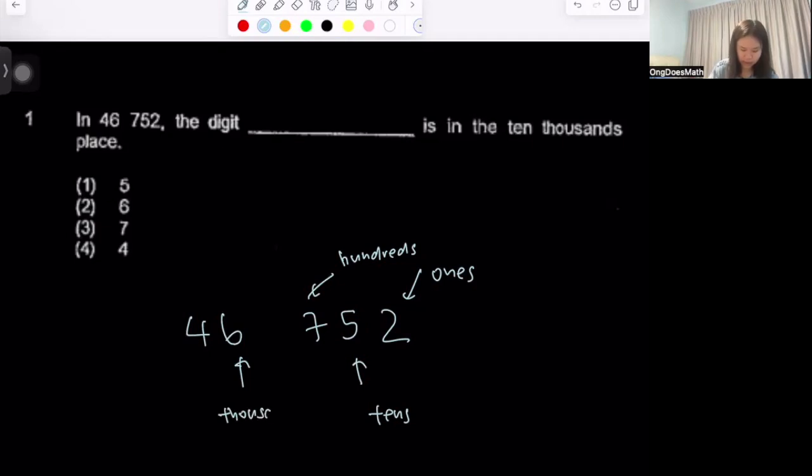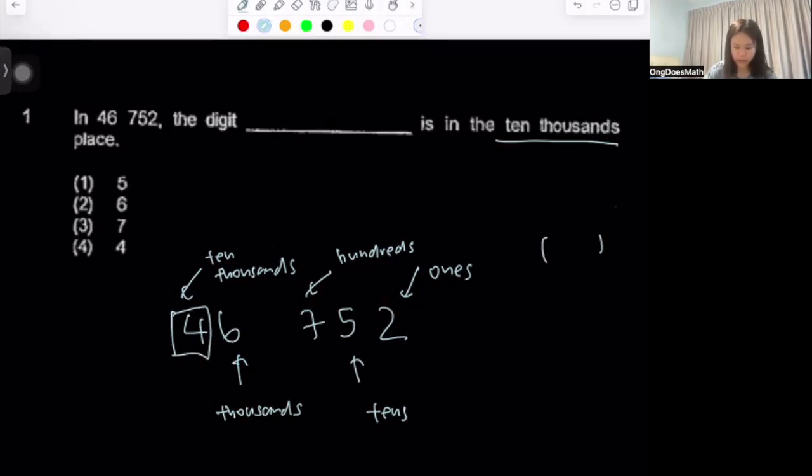And after 1000's place is 10,000's place, good. Which means that 4 is in the 10,000's place. So answer is 4.